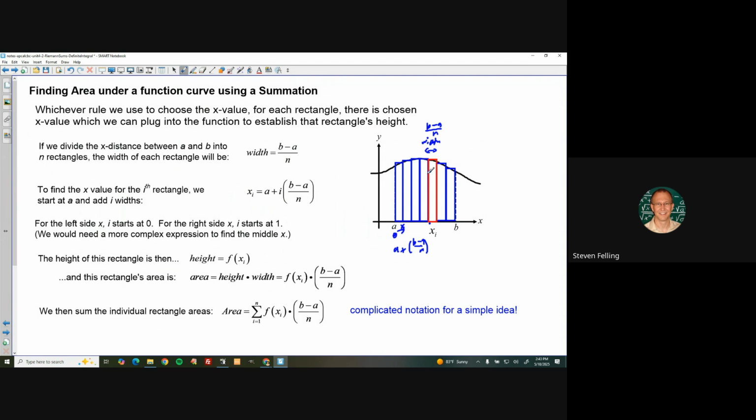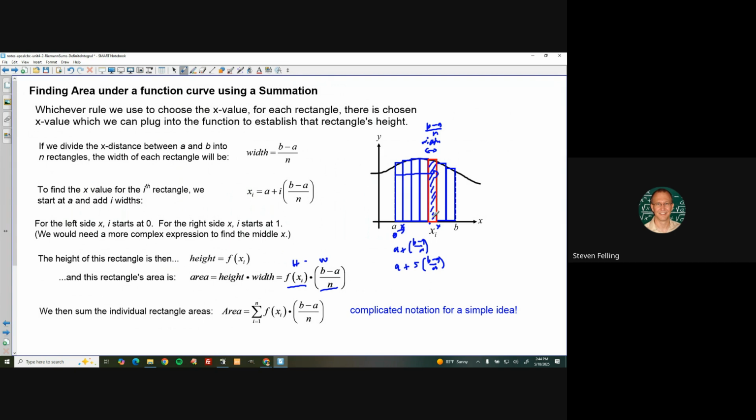If I wanted to find this rectangle and use the right-hand side, we would have to add 1, 2, 3, 4, 5 widths. So we would start with a, and then add 5 of those widths that are each b minus a over n to get to this x value here, plug that in to get the height, and then multiply by the width to get that little area. So the height is the function value with that particular x plugged in. Then if we take that as the height and multiply by this width here, that gives me the area of that one rectangle.